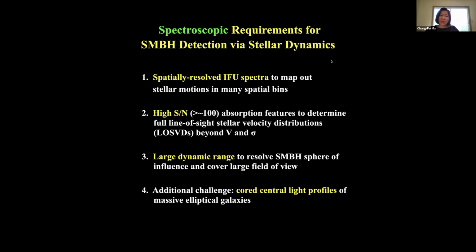And additionally, if we want to study the most massive galaxies and their black holes, curiously, their central stellar light profiles, as I'll show in a second, are cored, they're flattened. So they're not the sort of cuspy de Vaucouleurs profiles or Sersic profiles we learned in Astronomy 101. So that makes it observationally very challenging to get enough photons.